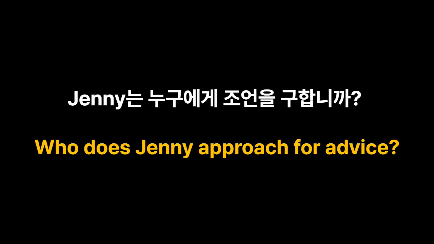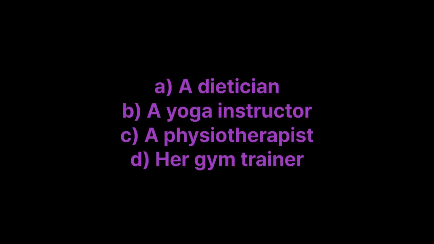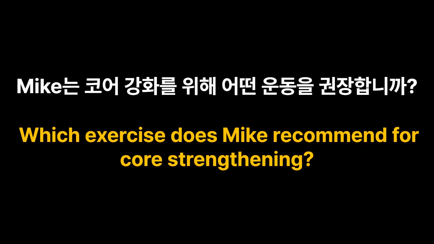Who does Jenny approach for advice? A. A dietitian, B. A yoga instructor, C. A physiotherapist, D. Her gym trainer. The answer is D.